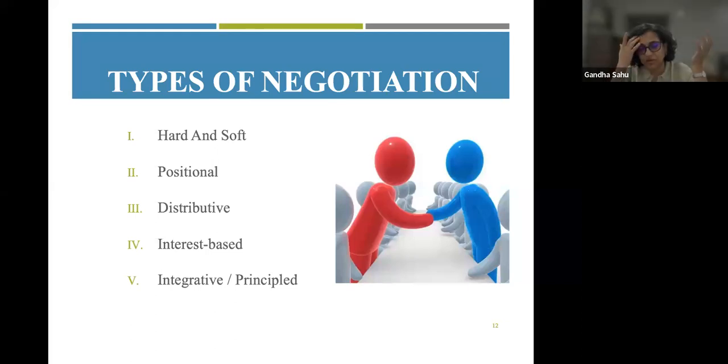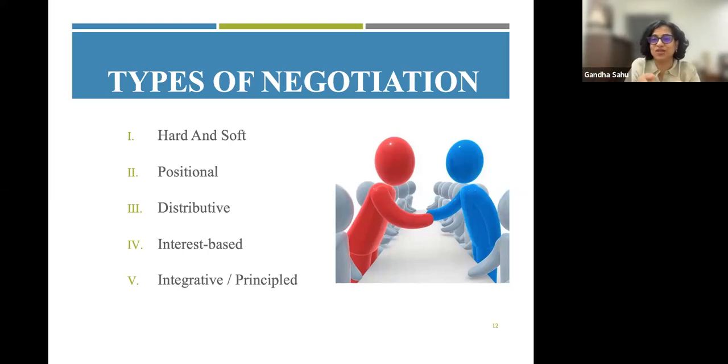There's distributive, where you have a pie and you distribute it. You're saying, okay, 50 lakh rupees is the damages. I'll give you a portion of it and you bear the rest of it. So that kind of distribution is distributive negotiation.